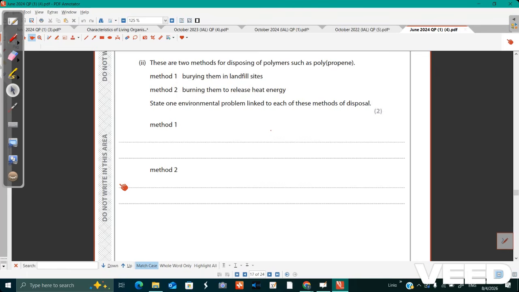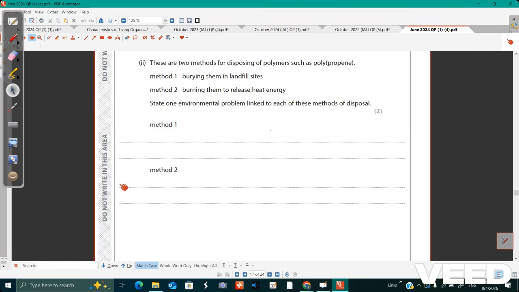There are two methods for disposing of polymers such as polypropylene. Method 1, burying them in landfill sites. Method 2, burning them to release heat energy. State one environmental problem linked to each of these methods of disposal.